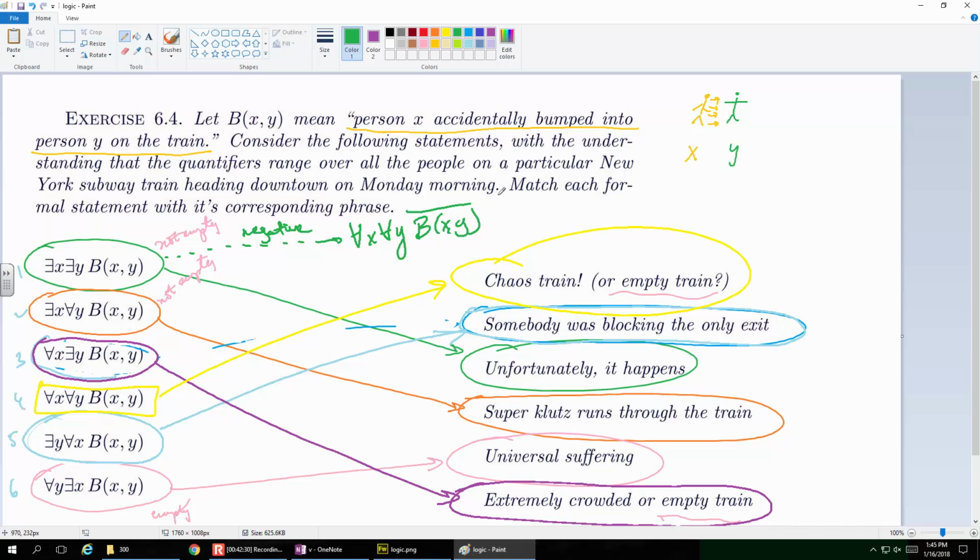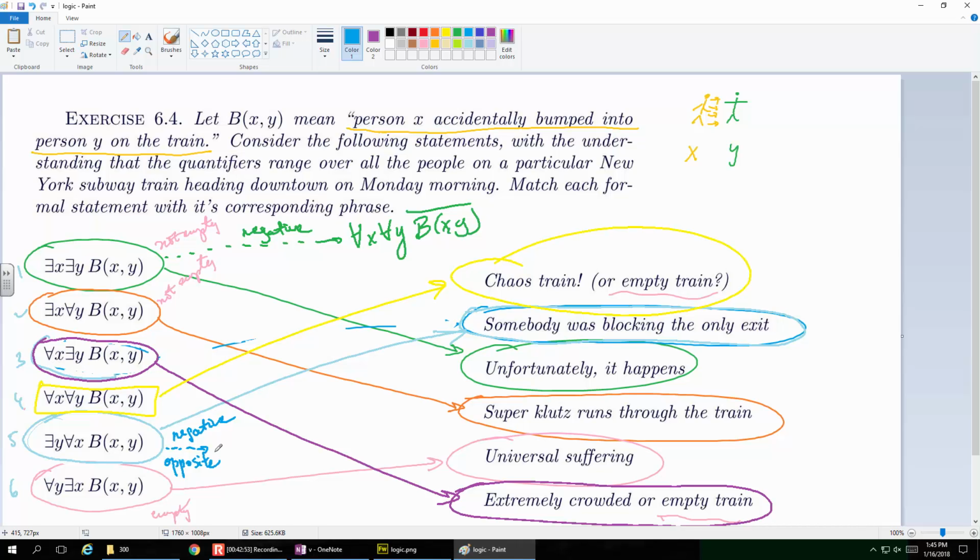Somebody was blocking the only exit. Okay, so that certainly is a very informal way to put it, but let's do it anyway. So I want to negate this: negative, opposite, whichever language you prefer. But it should cover all the possibilities in the world outside of this one.